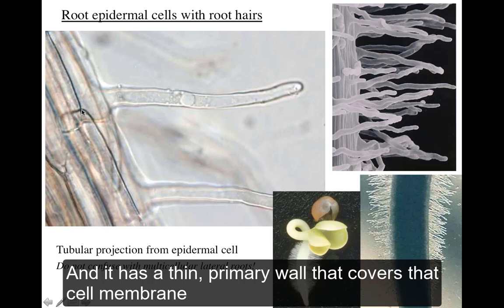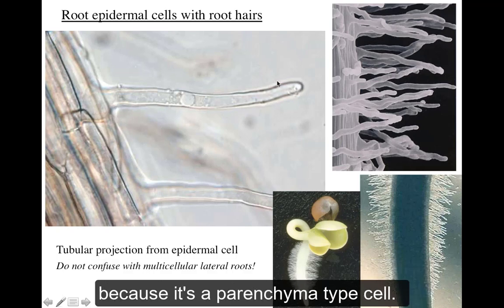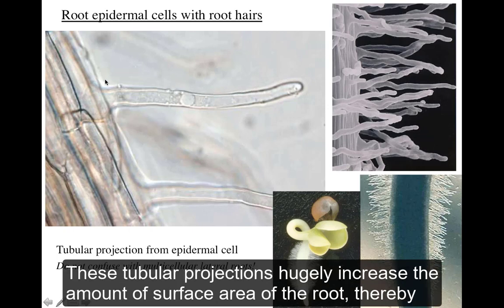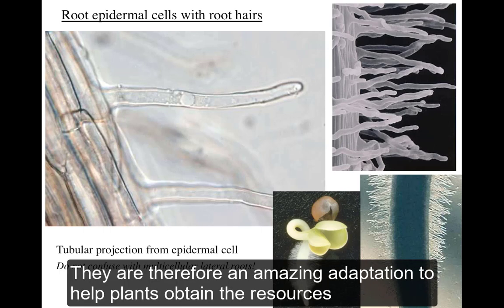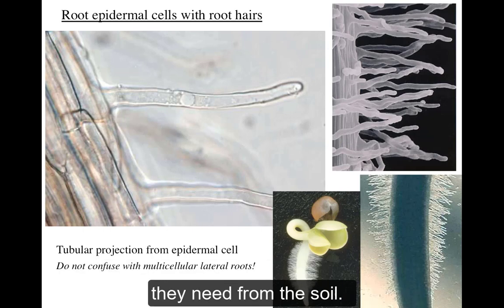And it has a thin primary wall that covers that cell membrane because it's a parenchyma type cell. These tubular projections hugely increase the amount of surface area of the root, thereby really increasing how much area across which water can be taken up and minerals. They're therefore an amazing adaptation to help plants obtain the resources that they need from the soil.